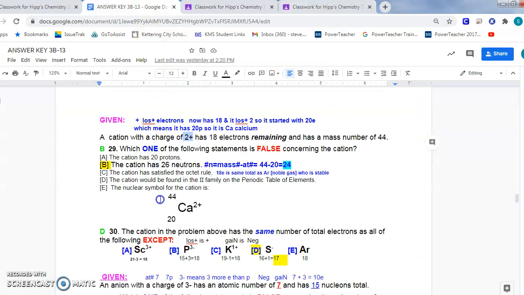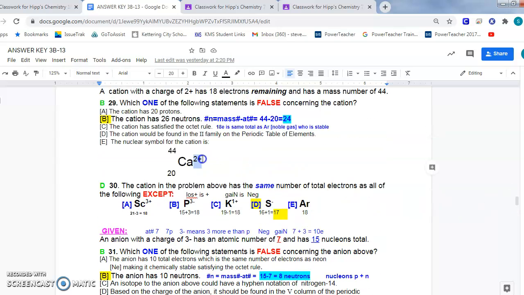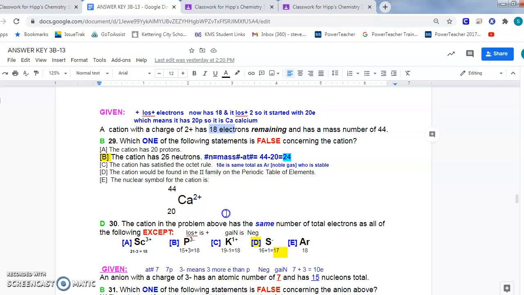That's a true statement. The nuclear symbol would be 44 and 20. There's the 44. Mass number goes in the upper left-hand corner as a superscript. Atomic number we established was 20, 20 protons, that's lower left. That's the nuclear symbol. Remember, when it's an ion, you put the charge of the ion next to the symbol if you're doing proper nuclear symbol format.